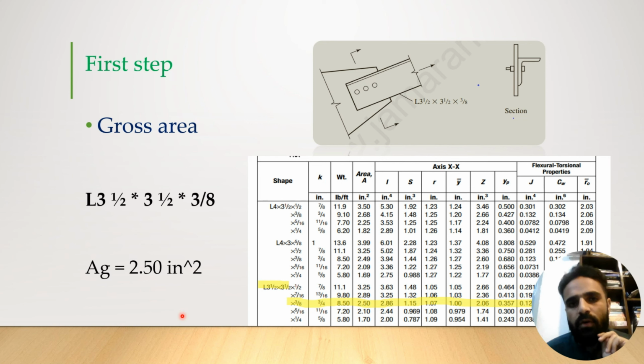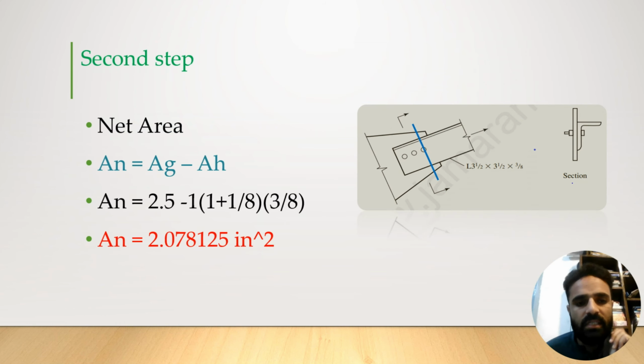Now the second step for this question will be the net area. How will we find the net area? From the gross area, after deducting the area of holes in the failure plane, we will get the net area for this section. This will be the second step. Here the force is applied in this direction. Tensile force applies, so the failure will be tensile failure. So cut a section which is perpendicular to the applied force.